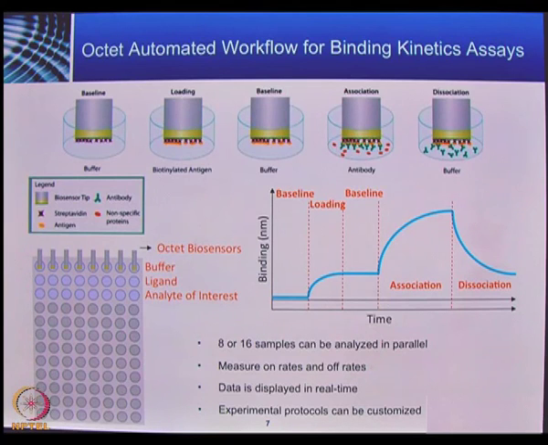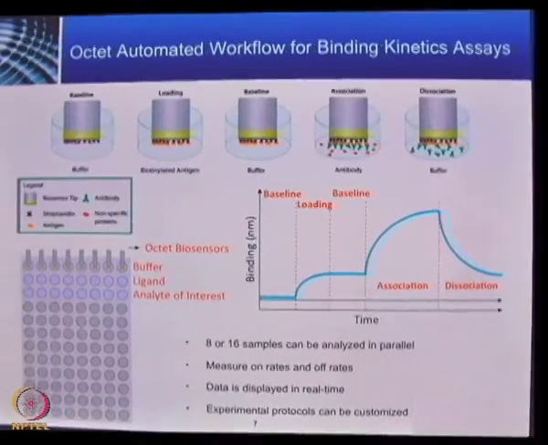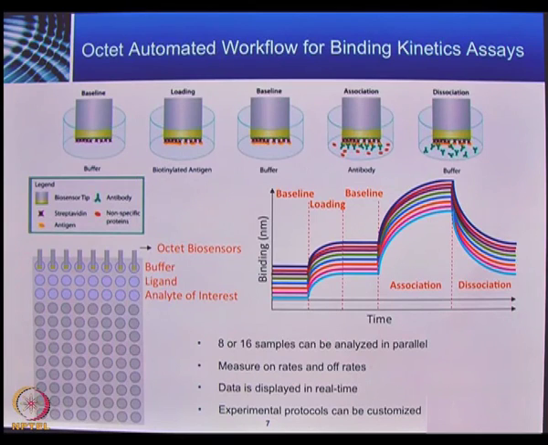One thing we need to pay attention to here is that all the interactions and curves are generated in real time. We can get many details from this analysis. Depending on the system you are using, we are able to analyze either 8 samples or 16 samples or even 96 samples at the same time, which dramatically speeds up the analysis process.